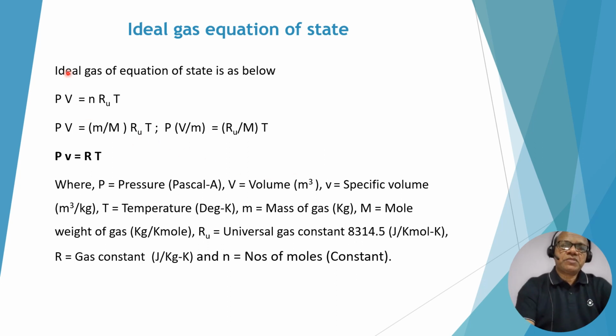The ideal gas equation of state is PV equals nRuT. On simplification, we can write Pv equals RT, where P is the pressure, V is the volume, small v is the specific volume, T is the temperature, small m is the mass, capital M is the mole weight, Ru is the universal gas constant, R is the gas constant, and n is the number of moles. This is the most important formula that is used.